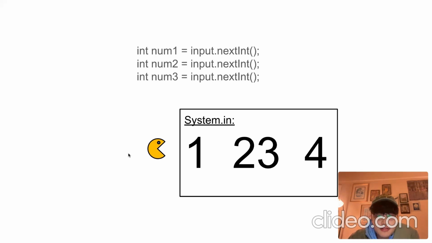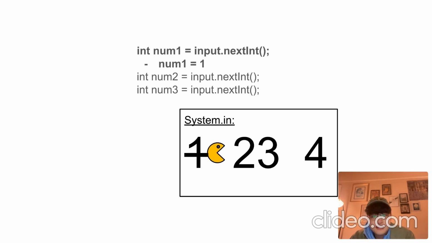Let's just look at this simple example. The user inputted this one line, which consists of 4 numbers. 1, and here's a space that they put in, 23. Here's a space they put in, and then 4. And let's say we created the scanner. We call this new method nextInt 3 times.